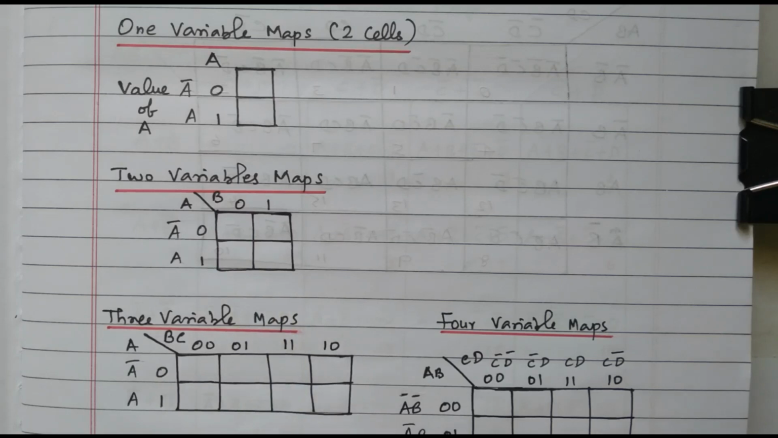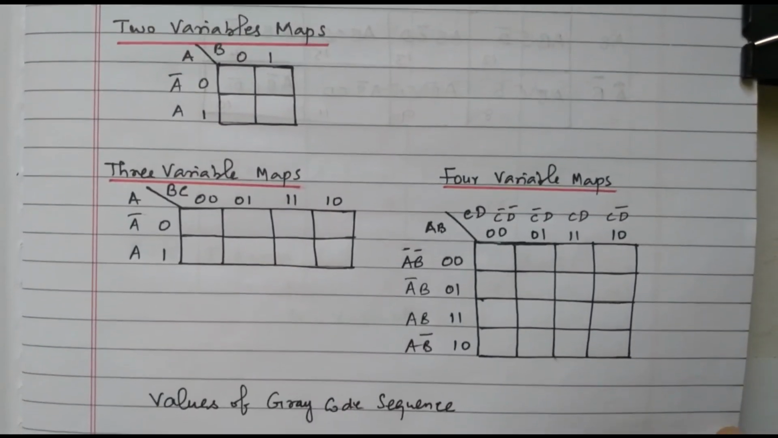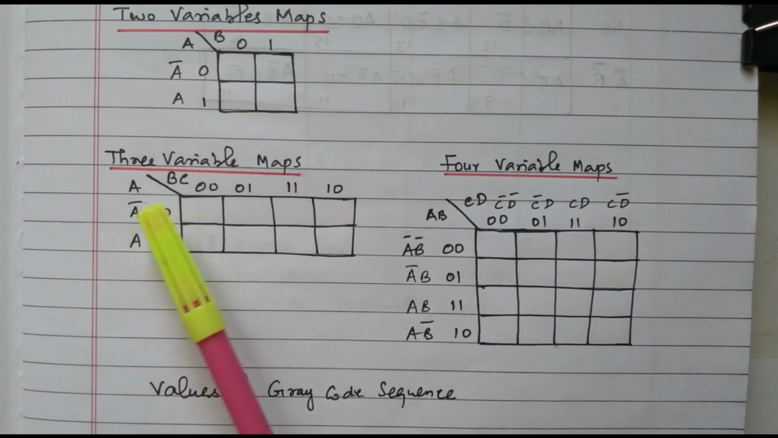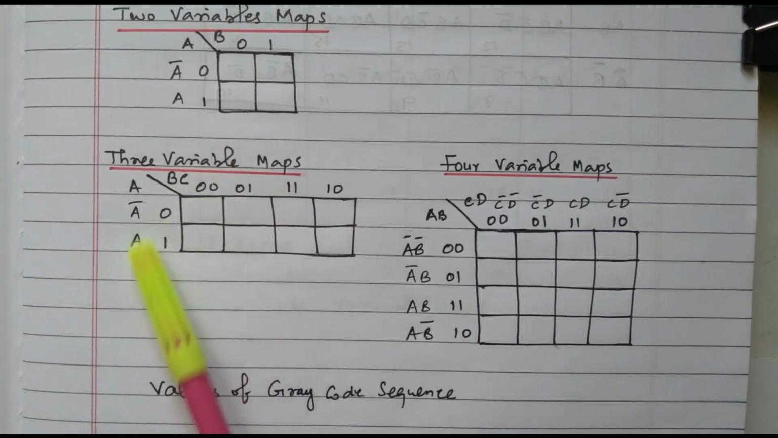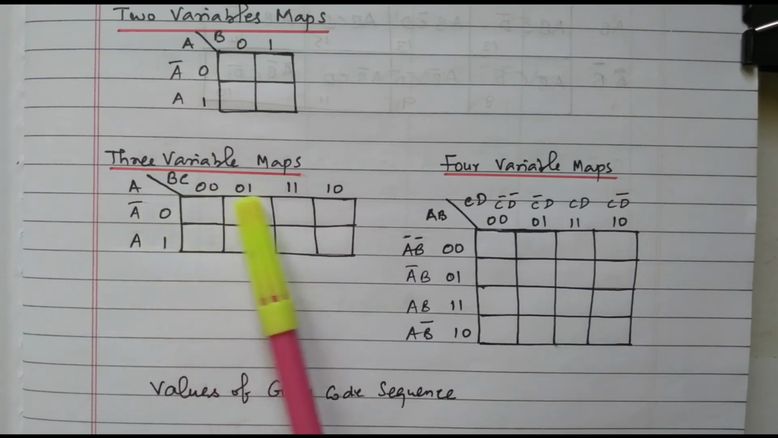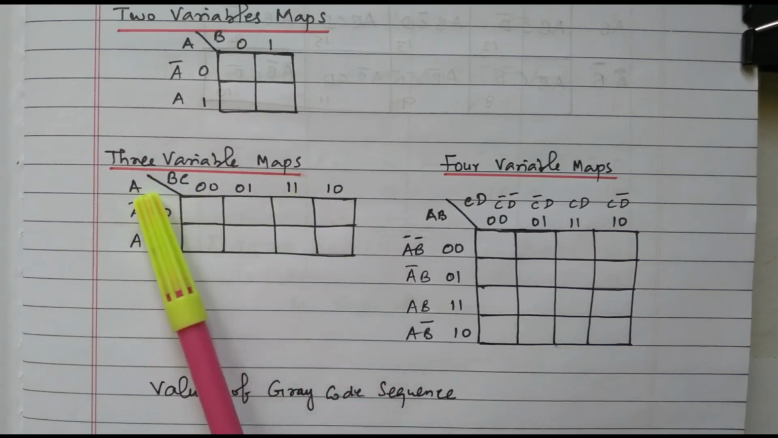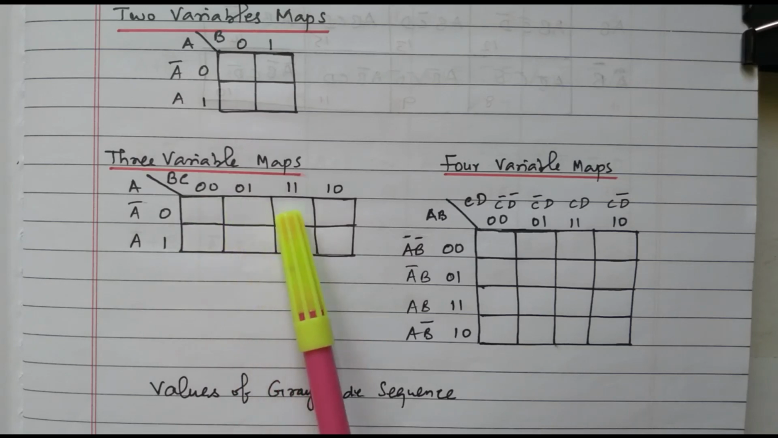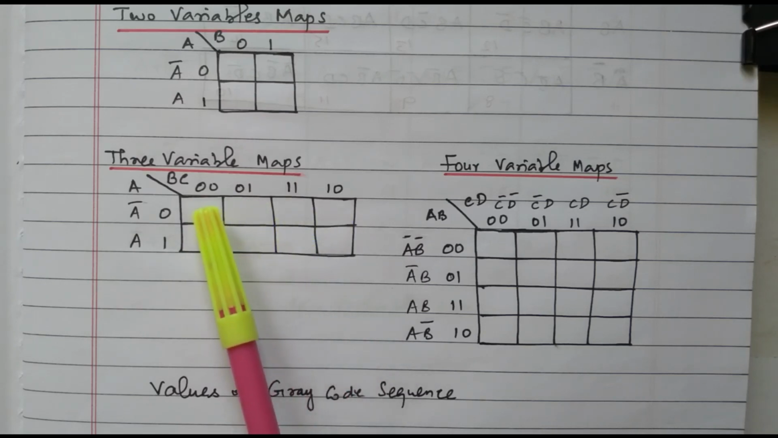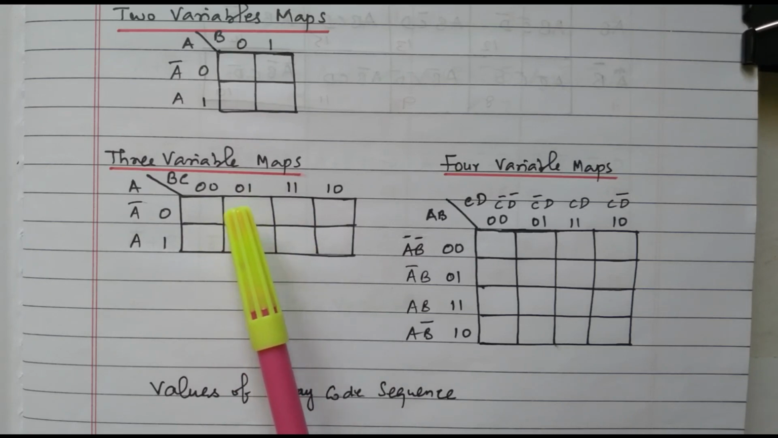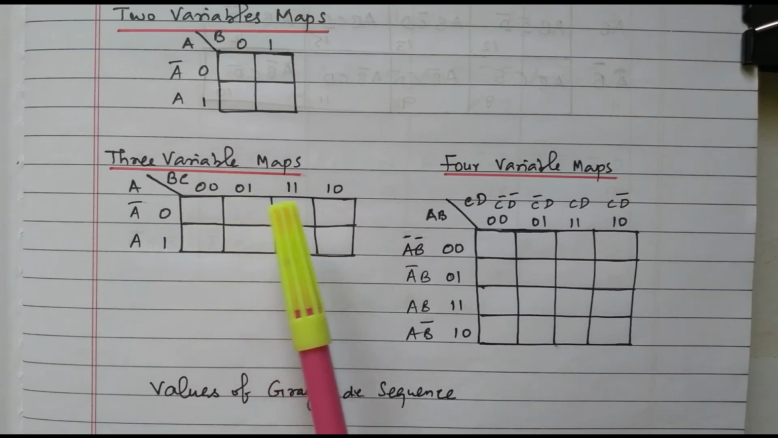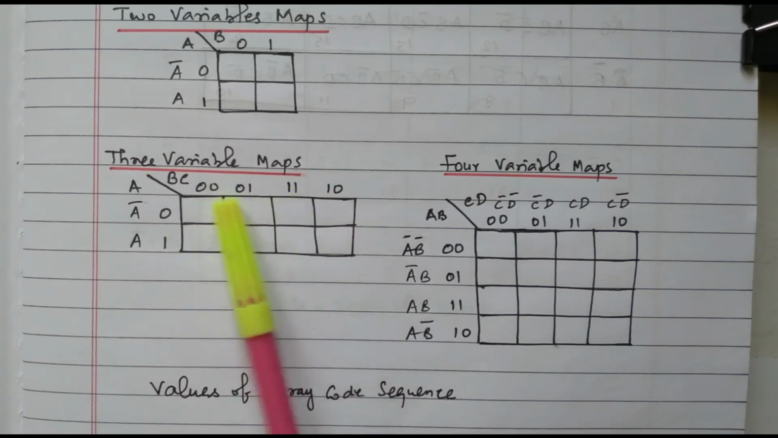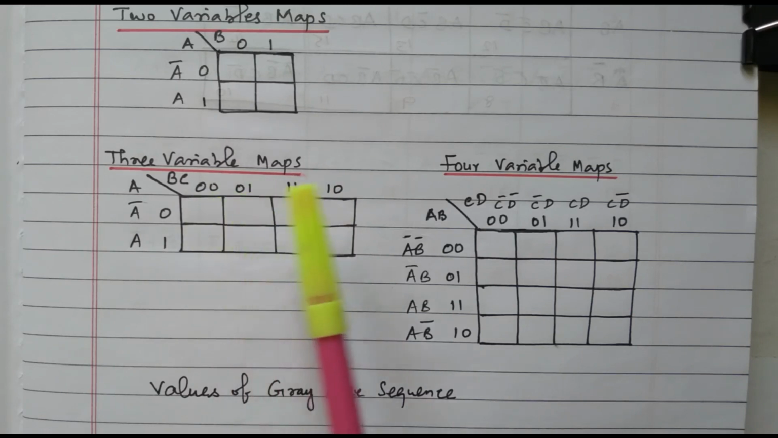We'll go to the three variable and four variable maps. Let us consider the three variables A, B, C. A is available vertically, and B and C are available horizontally. A single variable has two possibilities, 0 and 1. B, C, two variables, have four possibilities: 0 0, 0 1, 1 1, 1 0. See the order: 0 0, 0 1, and then not 1 0. The 1 0 is given in the fourth column, and 1 1 is given in the third column. There is a change in the order.